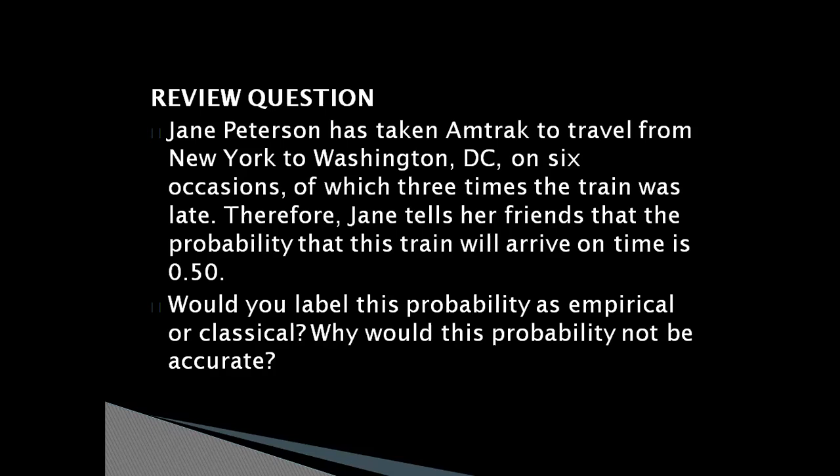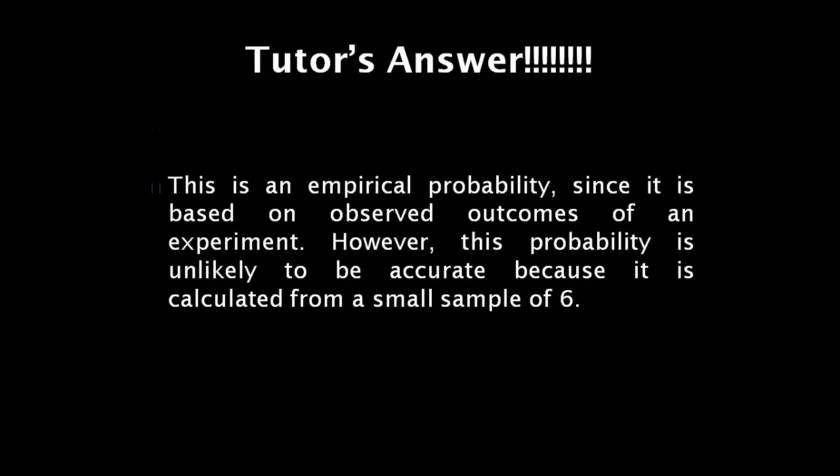Why would this probability not be accurate? As I told you before, for empirical probabilities to be accurate, the experiments must be repeated a large number of times. Here we are looking at 3 times out of the 6 occasions when the train was late. So this probability is not accurate because it is based on a small sample, just 3 out of the 6 occasions. This is my answer, as you can see on the screen: this is an empirical probability since it is based on observed outcomes of an experiment. However, this probability is unlikely to be accurate because it is calculated from a small sample of 6. So it's not an accurate one.